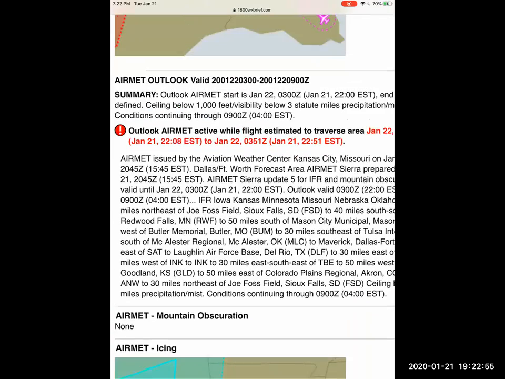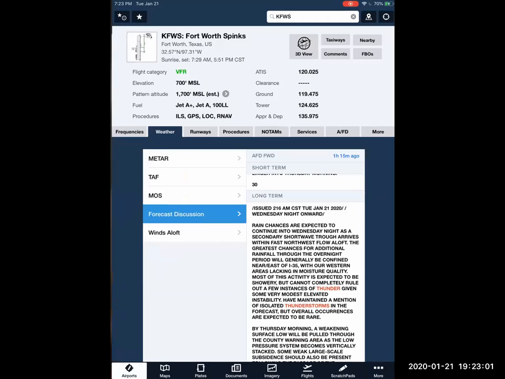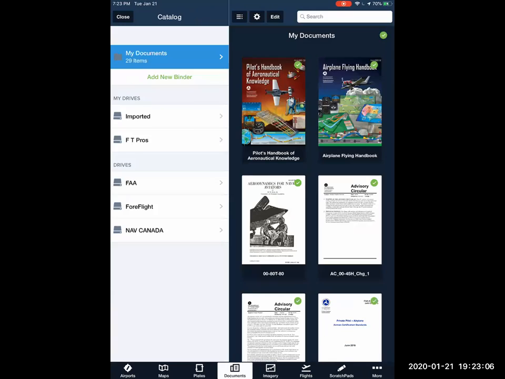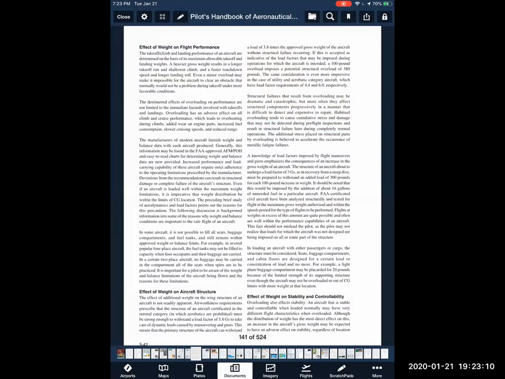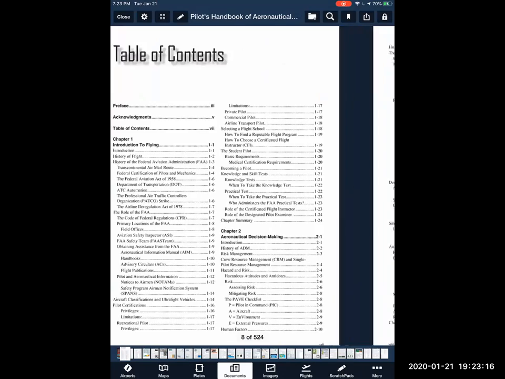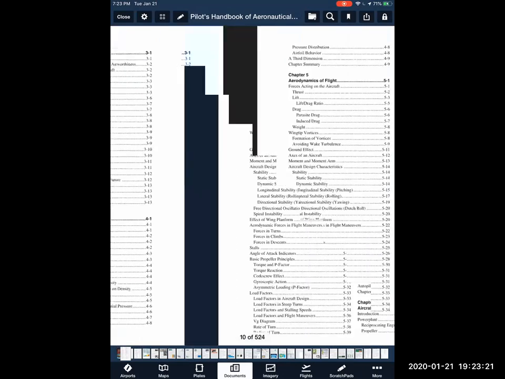Before we go on, where can I go to get more information about this? Well, you would go to a couple of different options. The first option, the first go-to, is the Pilot's Handbook of Aeronautical Knowledge. So we jump into the PHAK, or Pilot's Handbook of Aeronautical Knowledge. We can go to the table of contents, and let's find the chapter on weather. So we're scrolling through here.